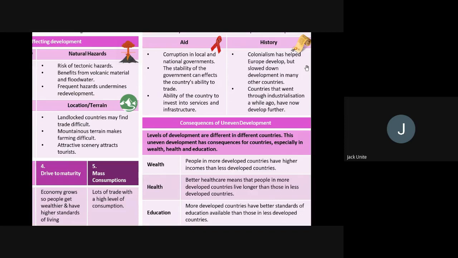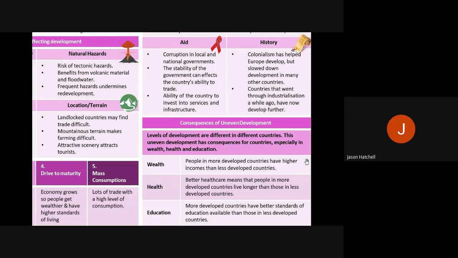And one final thing is obviously countries that went through industrialization a while ago have now developed further. So they've got that advantage. They've had that leg up with that cost. And there's other countries that are playing catch up. So that again links back to that concept of uneven development. And with that, that leads on to Mr. Hatchell's final little section where we look at the consequences of uneven development.